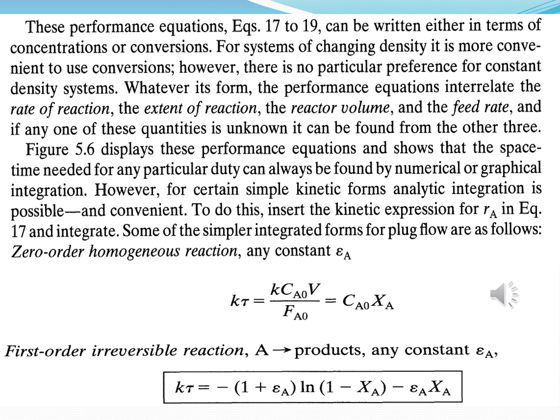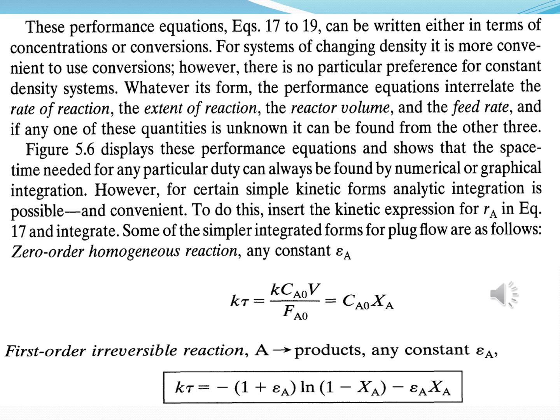Here you can see for a zero order reaction, this is for the plug flow, the equation becomes K tau is equal to K Ca V over Fa naught, which becomes equal to Ca naught Xa. So you can directly use this equation to solve. If you have zero order, you don't need to do any integration. It's already in solved integrated form.